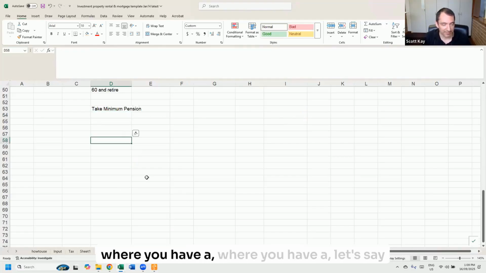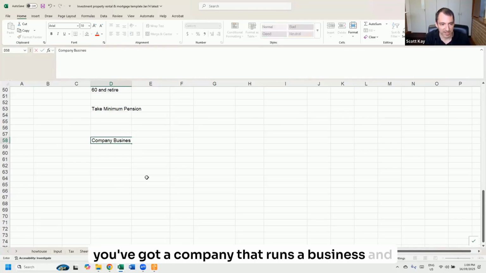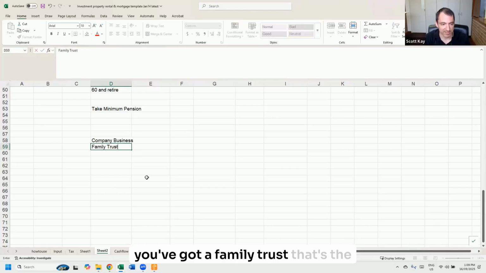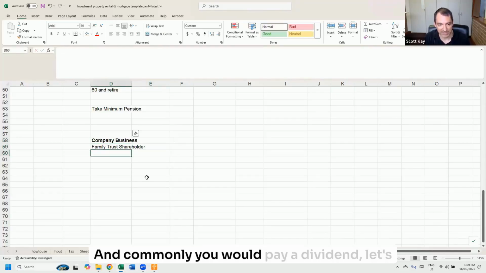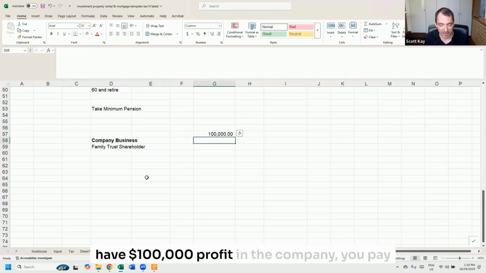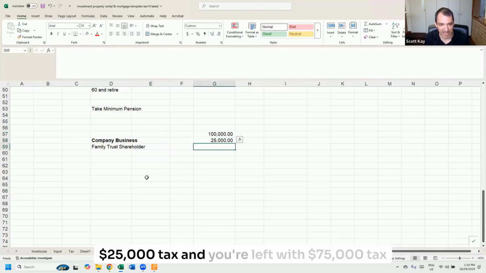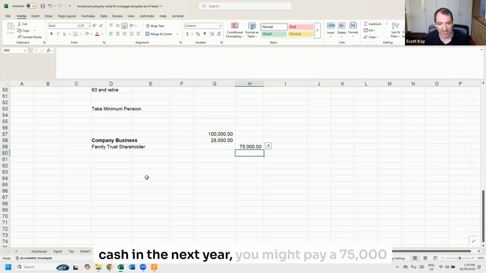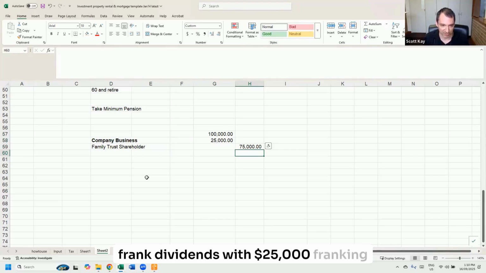Let's say you've got a company that runs a business and you've got a family trust that's the shareholder, and commonly you would pay a dividend. Let's say you have $100,000 profit in the company, you pay $25,000 tax, and you're left with $75,000 cash. In the next year, you might pay a $75,000 franked dividend with $25,000 franking credits.